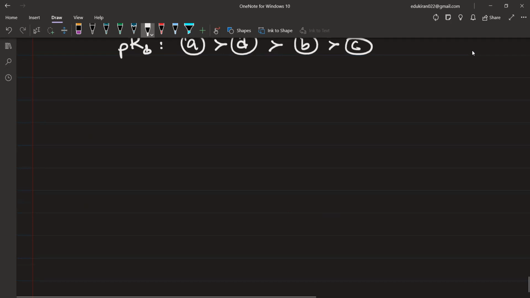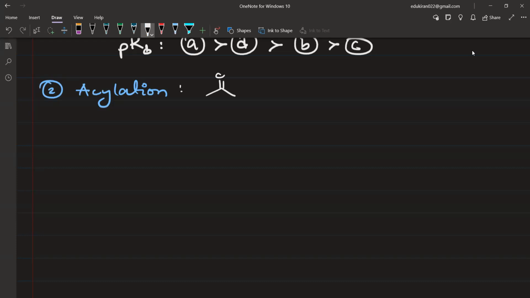Right. Next, acylation. No, it will be second. Now, in acylation, you can use many reagents. For acylation, you can use acyl chloride, you can use anhydride, or you can use esters. But I'm going to explain that all of these reactions will be very similar.